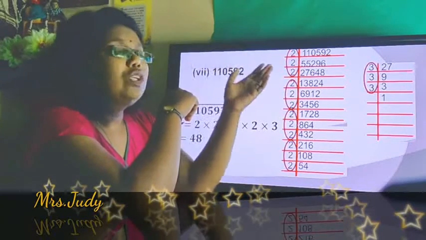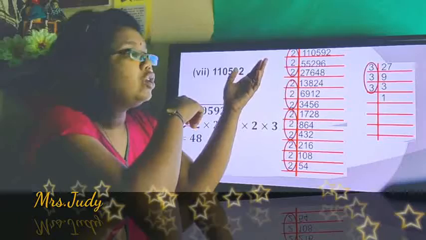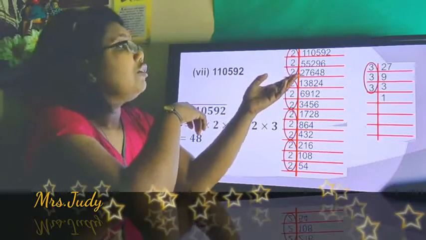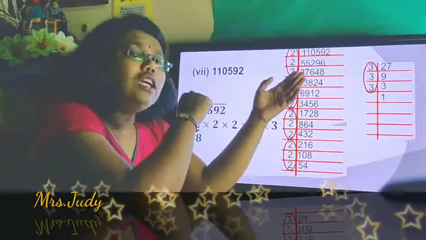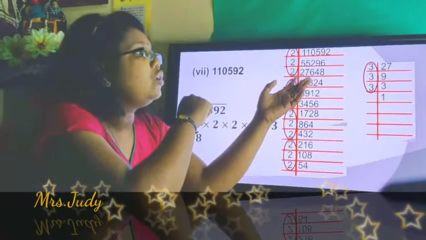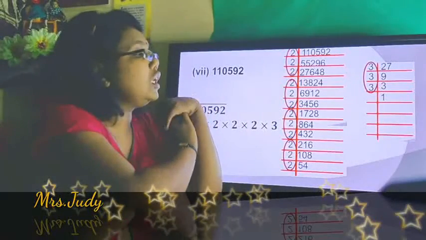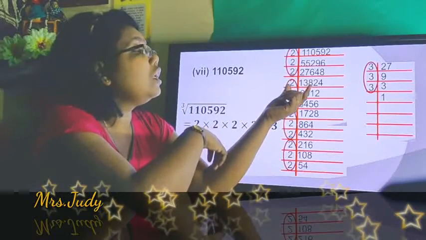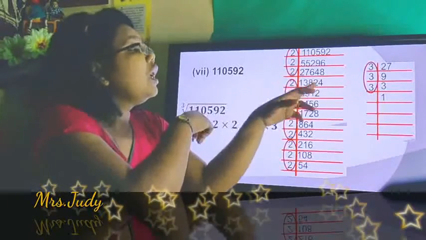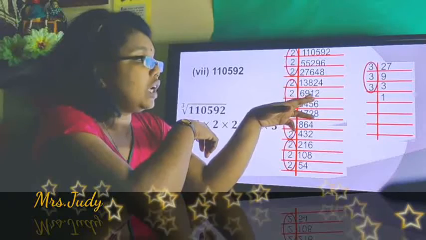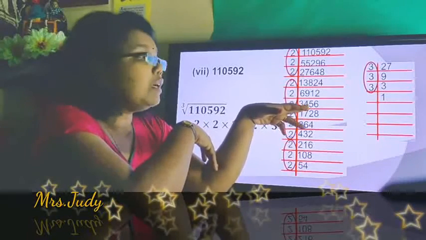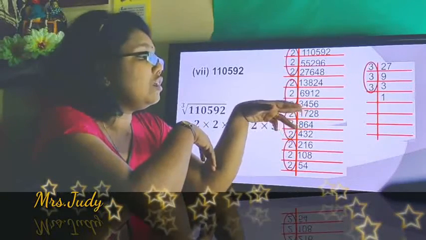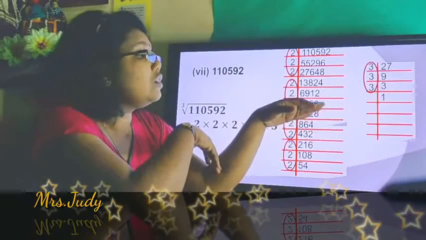1,10,592. So when it's an even number, divided by 2 you get 55,296. Then again it's an even number, so divided by 2 you get 27,648. Again divided by 2, because it's an even number, we get 13,824. Again divided by 2, 6,912. Then again divided by 2, 3,456.